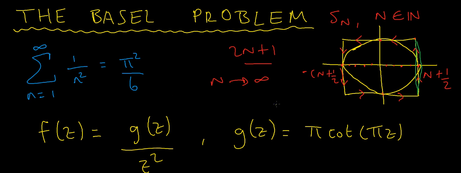You can use the same trick by setting g of z equal to pi cotangent pi z and apply that to sums of similar nature. And you don't just have to use the cotangent function. For instance, if you want to tackle the alternating series, the sum of minus 1 to the n over n squared, then instead of using cotangent, you could use cosecant and try integrating that over a similar contour like a square. I urge you to try that for yourselves.